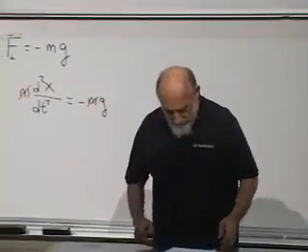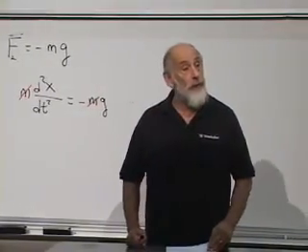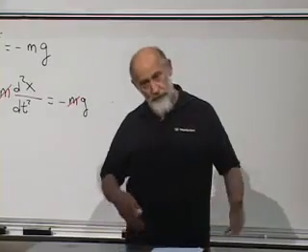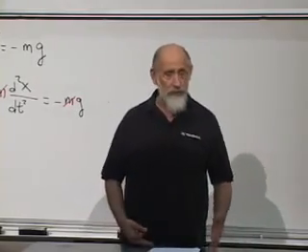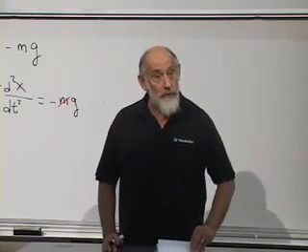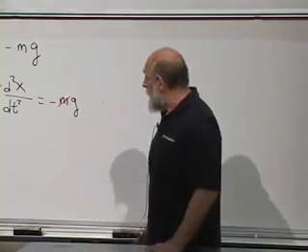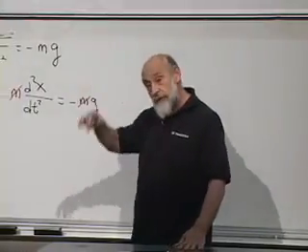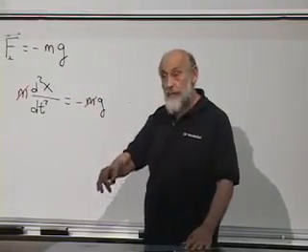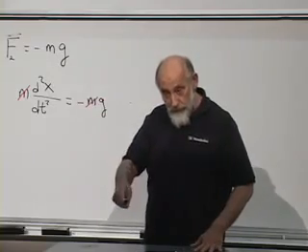Now g is a number, it's 10 meters per second squared at the surface of the Earth. At the surface of the moon, it's something smaller. On the surface of Jupiter, it's something larger. So it does depend on the mass of the planet, but the acceleration doesn't depend on the mass of the object you're dropping. It depends on the mass of the object you're dropping it onto, but not the mass of the object that's dropping.